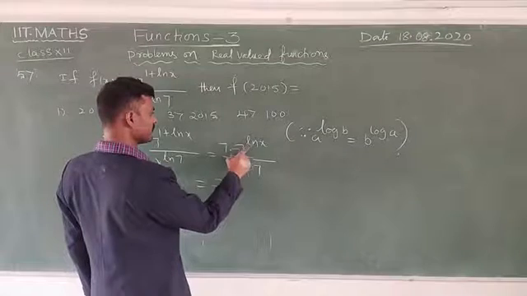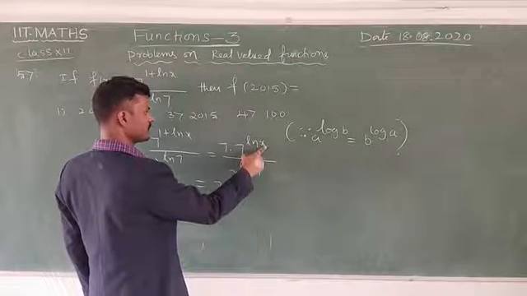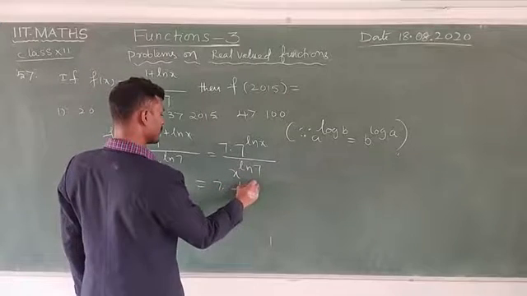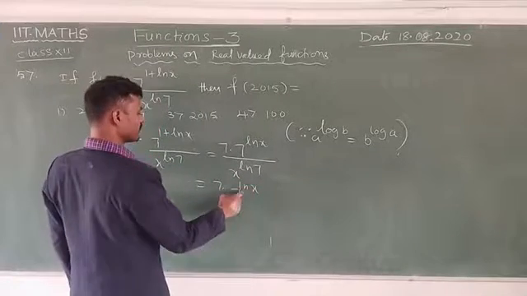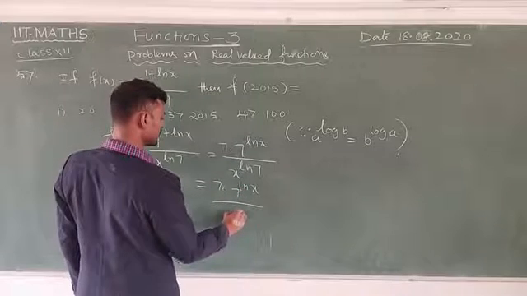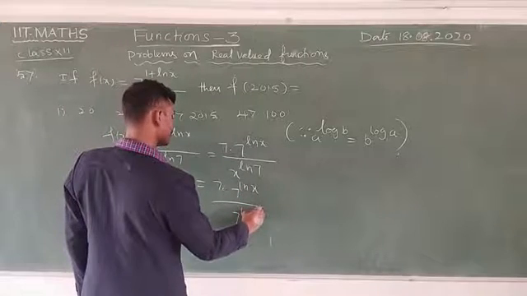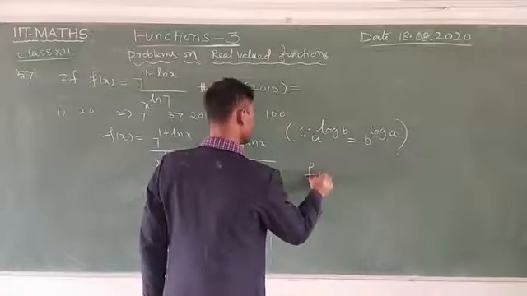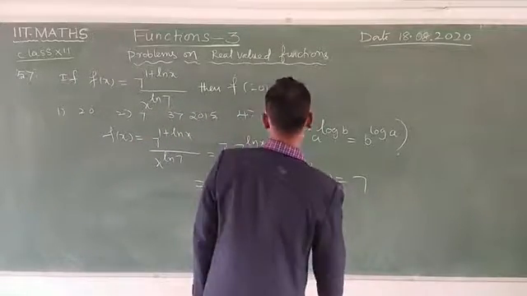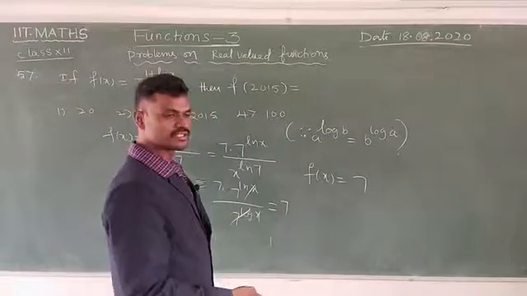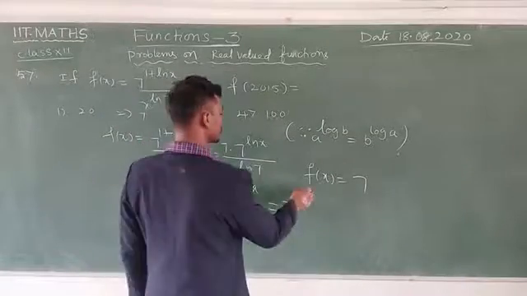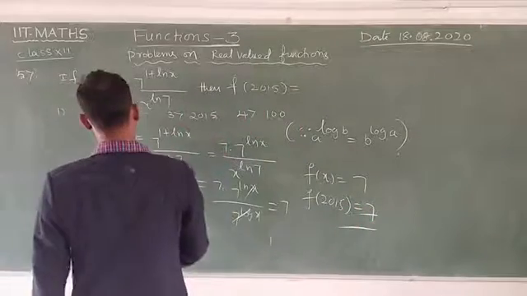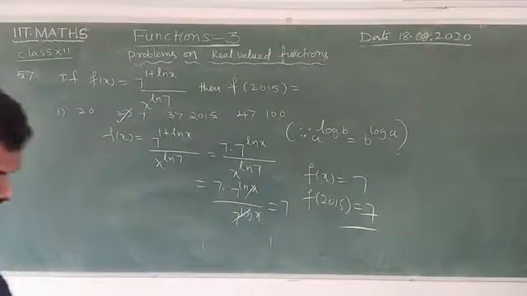7 into this, a power log b, here b power log a. Then you can write here 7 power log x, by this one also you can write here 7 power log x. These both are cancelled. This is 7. That means here f of x is equal to 7. One constant came. Then you can give here x instead of any number also, it is equal to 7. That's why here f of 2015, its value is equal to 7. This is the second option. Note down.